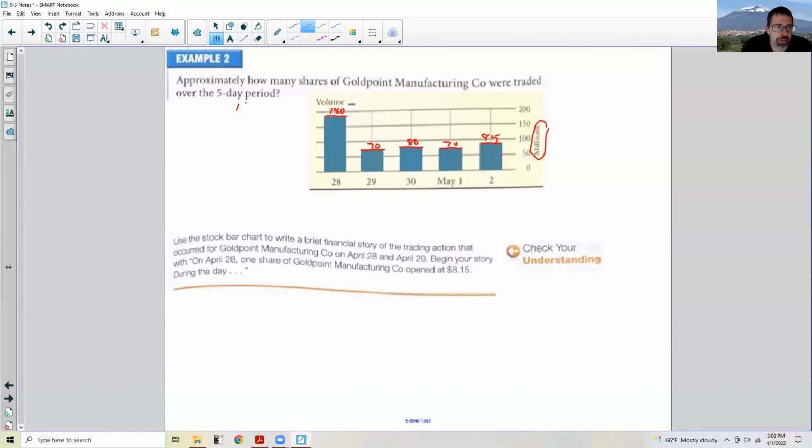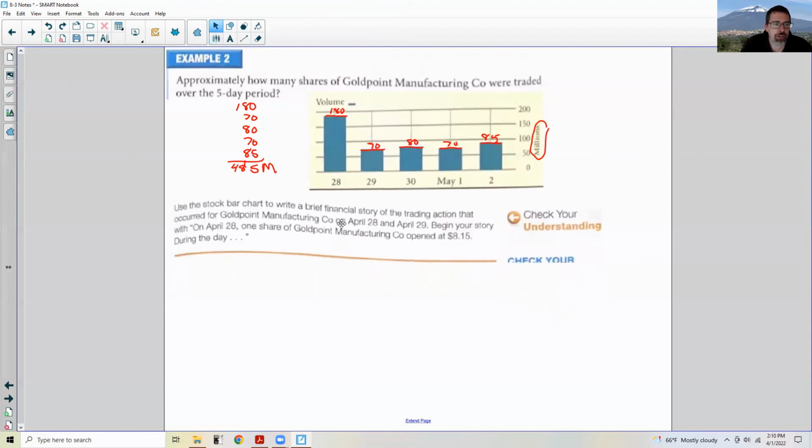So if I take that 180 on Monday, 70 on Tuesday, 80 on Wednesday, 70 Thursday, 85 on Friday, 8 and 7, 15, 23, 38, 3, 4, looks like 485 million shares were traded over that week. Okay. And what does the book say? 490 million. So there you have it. It's an approximation. I'm off by 5 million, but when you're talking about almost $500 million, 5 million isn't really a whole big difference. But that's how you read volume.